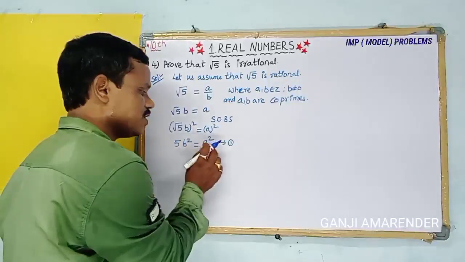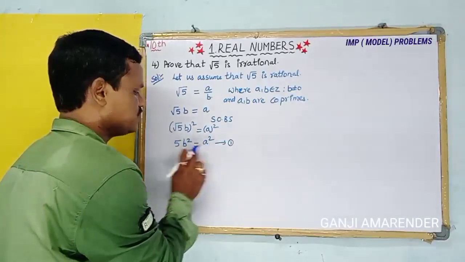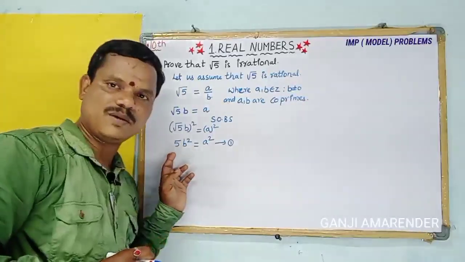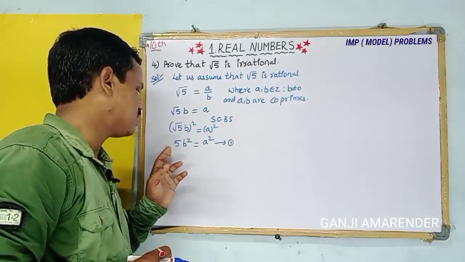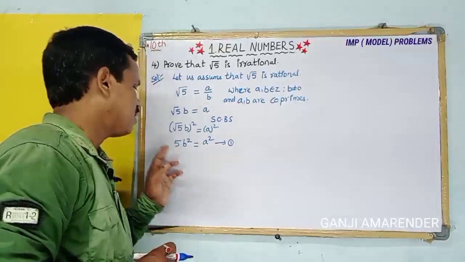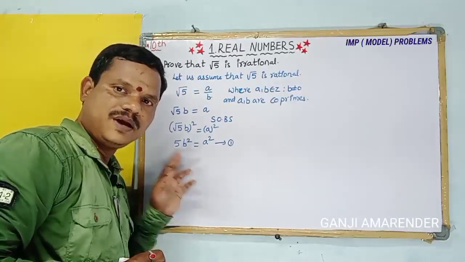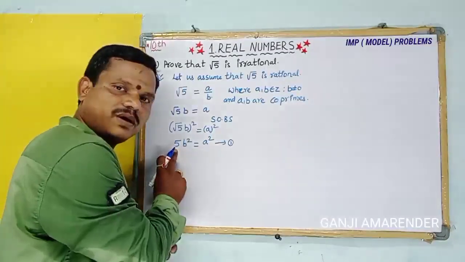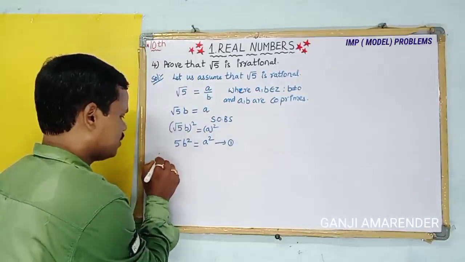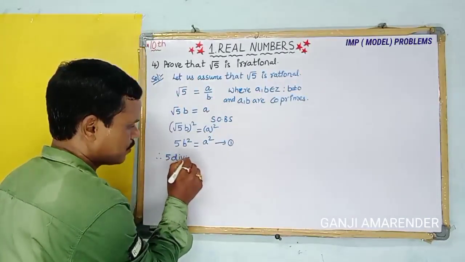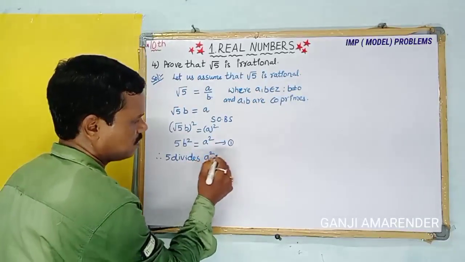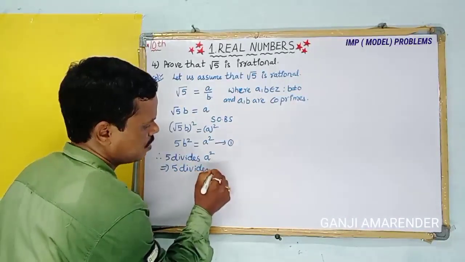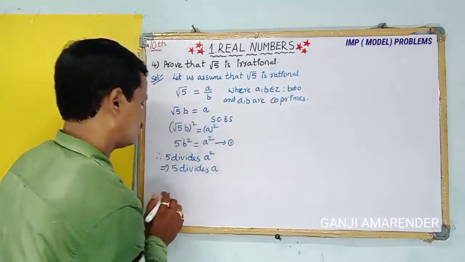Here 5b square is equal to a square, means 5 is a factor of a square and b square is a factor of a square. Here 5 is a prime number. From Theorem 1.6, let p be a prime, if p divides a square, then p divides a. Here 5 is a prime number and 5 divides a square, so 5 divides a.